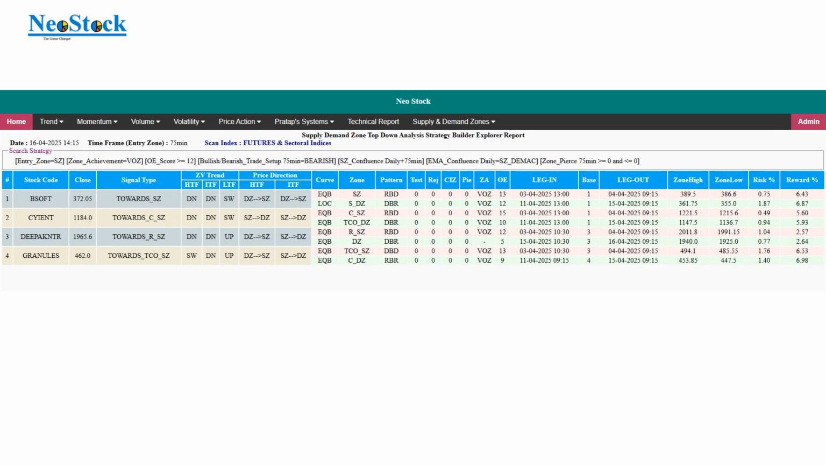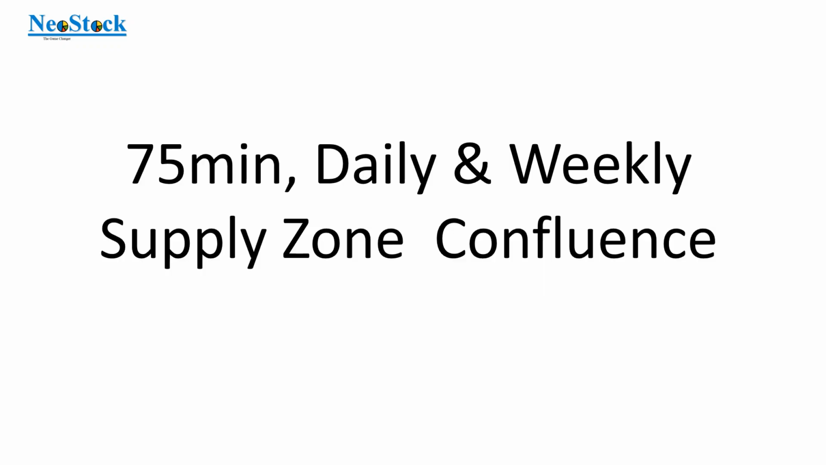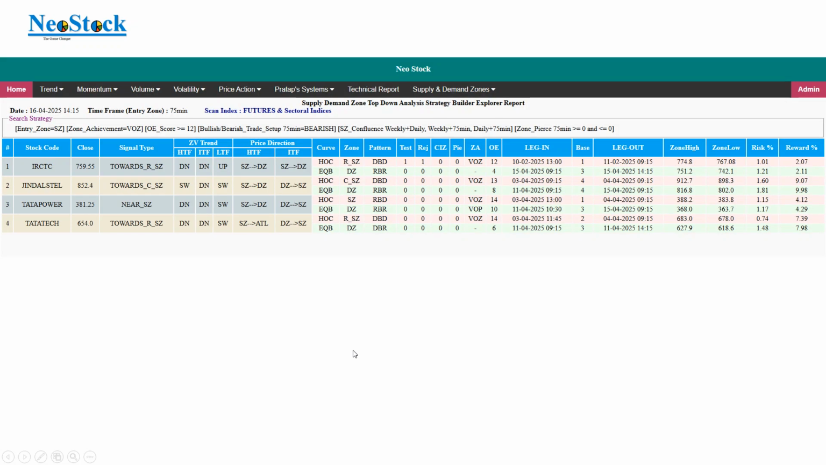Okay, next we will look into LTF, ITF and HTF supply zone confluence supported stocks. That is 75 minutes, daily and weekly supply zone confluence. With this filter, we got 4 stocks.